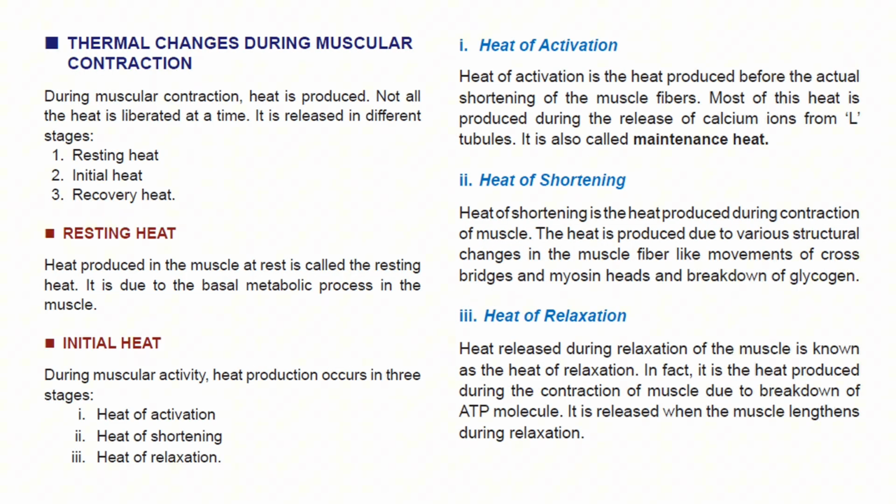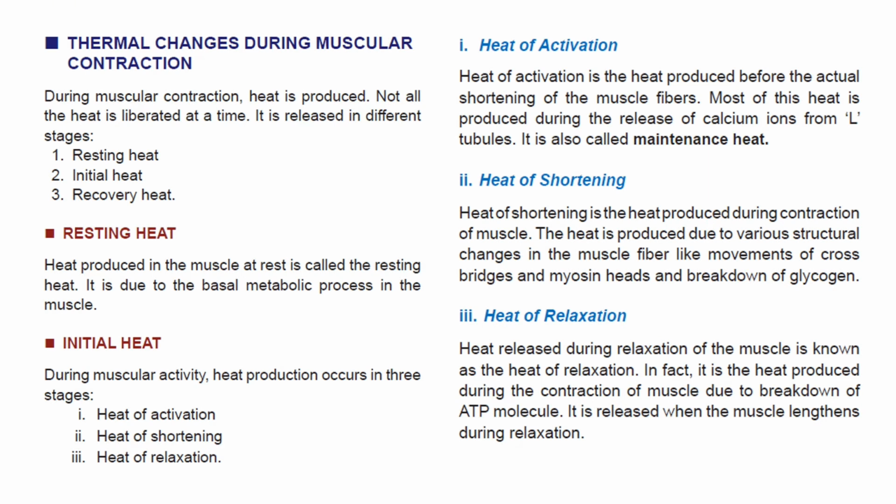Now let's discuss thermal changes during muscular contraction. During muscular contraction, heat is produced. Not all heat is liberated at a time. It is released in different stages. Number 1 stage is resting heat, number 2 initial heat, and number 3 recovery heat. So what is resting heat? Even when the muscle is at rest, it produces some amount of heat. This is called resting heat. It is the result of basal metabolic processes within the muscle which sustain its basic function.